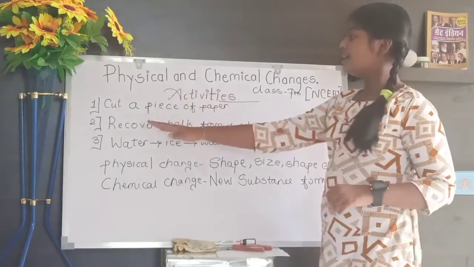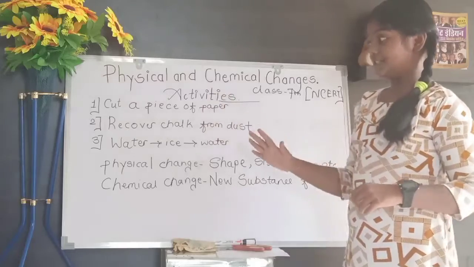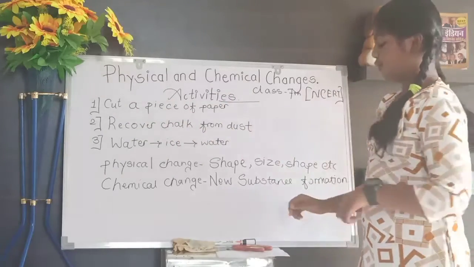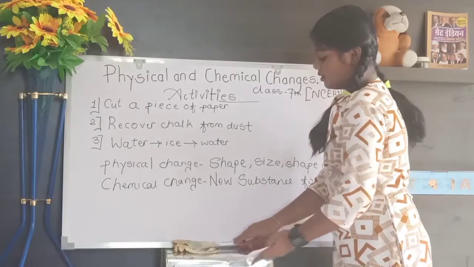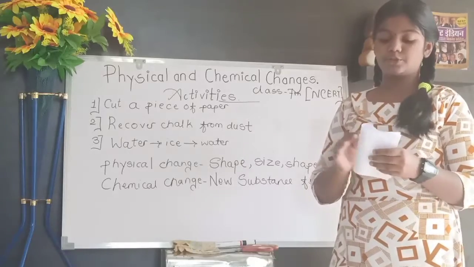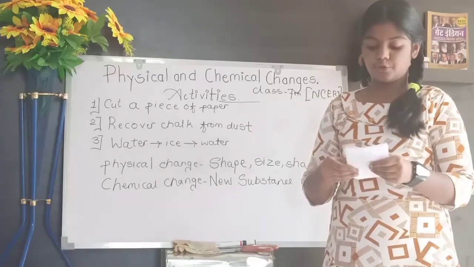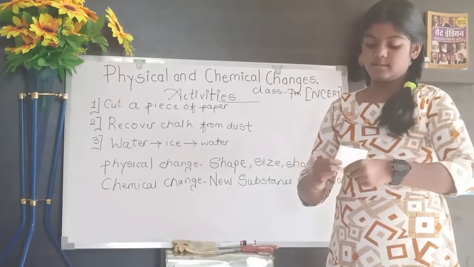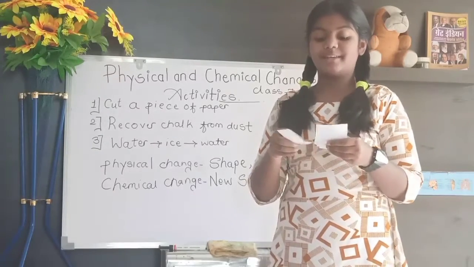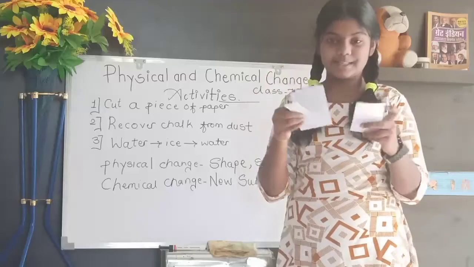Now here you can see activities. The first one is cut a piece of paper. Now I will show you. So here I have a piece of paper and now I am going to cut it into 4 pieces. So here I have cut it into pieces.